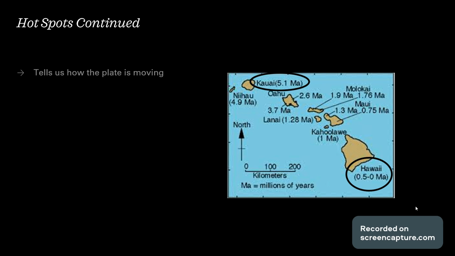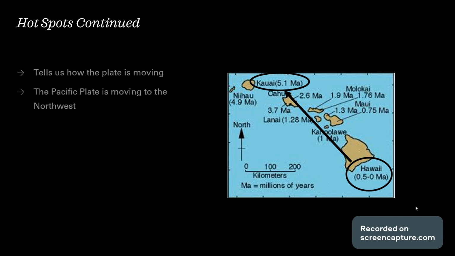To figure out the direction of plate movement, this is what you're going to do. You're going to take your youngest island, being Hawaii, and draw an arrow over to your oldest island, being Kauai. What this tells us is that the plate that these land masses are sitting on has moved to the northwest. There's currently a hotspot underneath Hawaii that is feeding that island and that volcano with magma, just like it used to do to Kauai 5 million years ago.